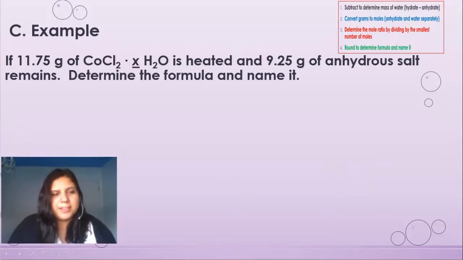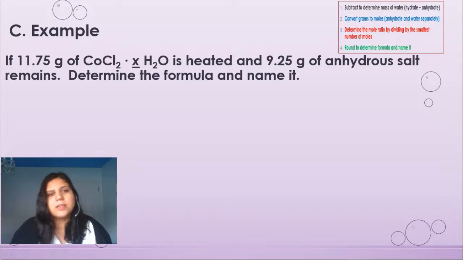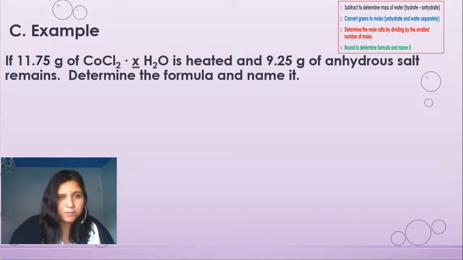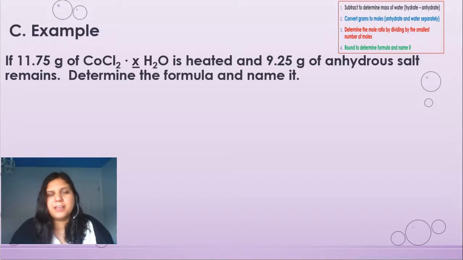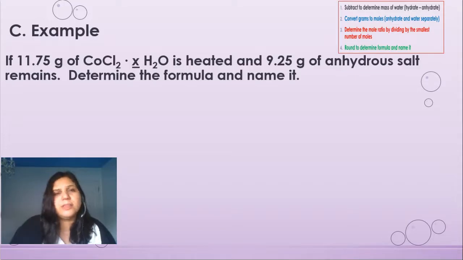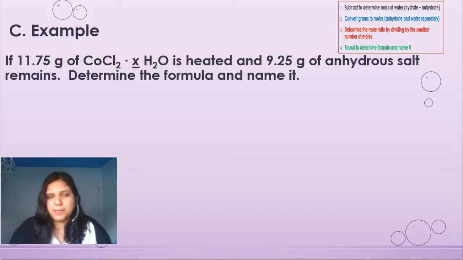Okay, here's our question. If 11.75 grams of cobalt chloride x H2O — the x is just there to say we don't know that number, and that's what you have to solve for. So just like in math, you're solving for x. It's heated, and 9.25 grams of anhydrous salt remains. Determine the formula and name it.